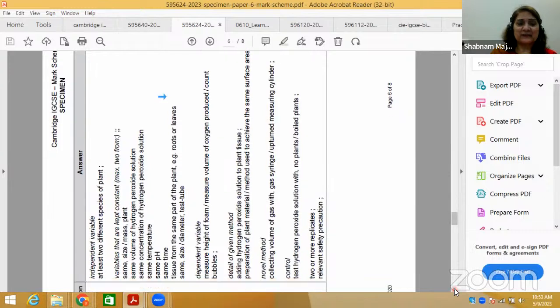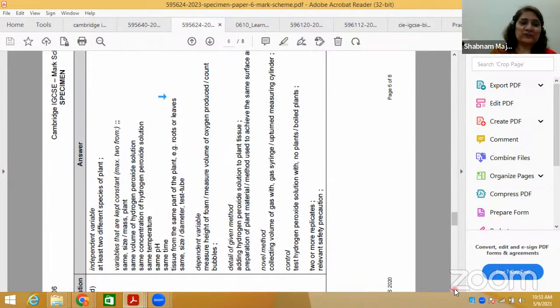So the mark scheme is given: independent variable, at least two different species of plant. Variables that are kept constant, maximum two: same size, same shape, already told you, same volume of hydrogen peroxide. I have already explained these in the investigation. The more important thing is not discussing these specimen papers with mark scheme right now, you have done those, I know that. But whatever I've discussed for your unseen paper to be solved, that's very important.